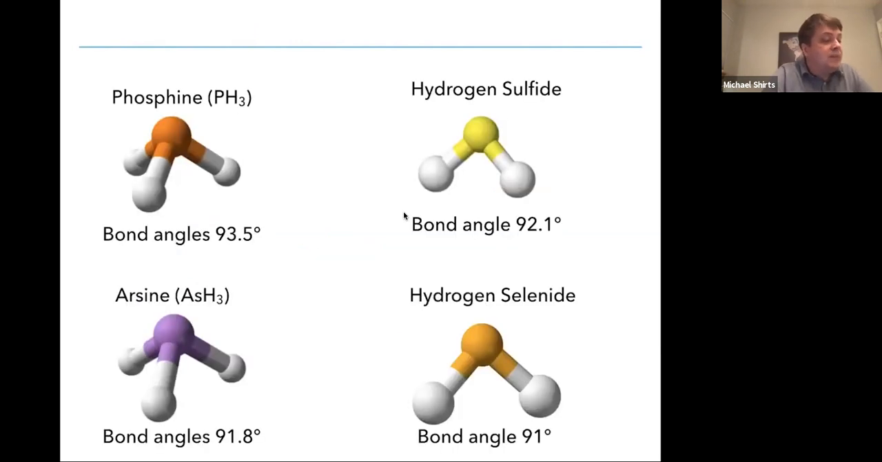We can look at some of the other things like hydrogen sulfide, hydrogen selenide. Selenium is one below sulfur. Or phosphine, PH3, arsine, and you get something that looks very much like this. Here, in hydrogen sulfide, you have a bond angle of about 90 degrees, indicating that the bonds are formed between a combination of a p orbital on the sulfur and a 1s orbital on the hydrogen is a good approximation. Same with hydrogen selenide.